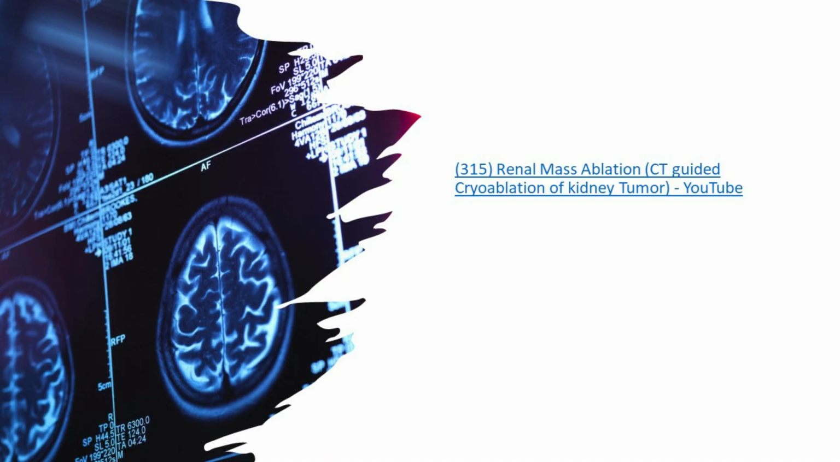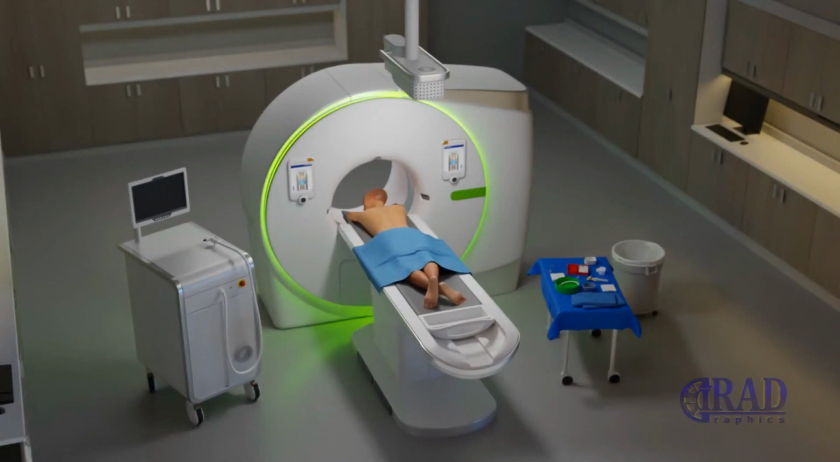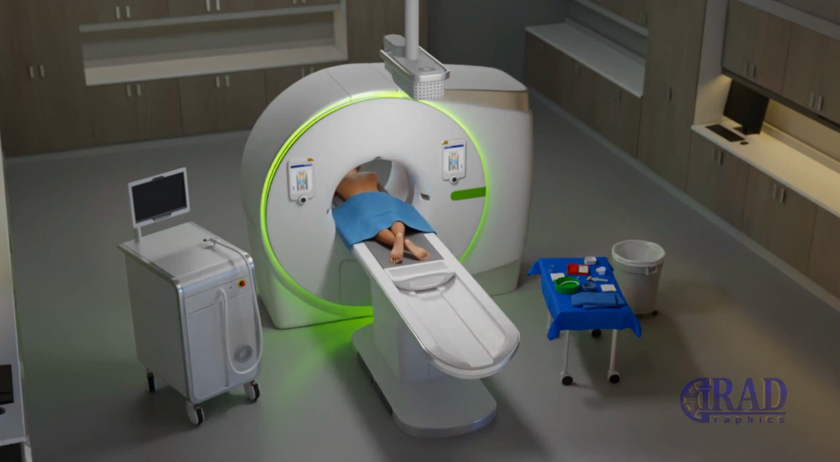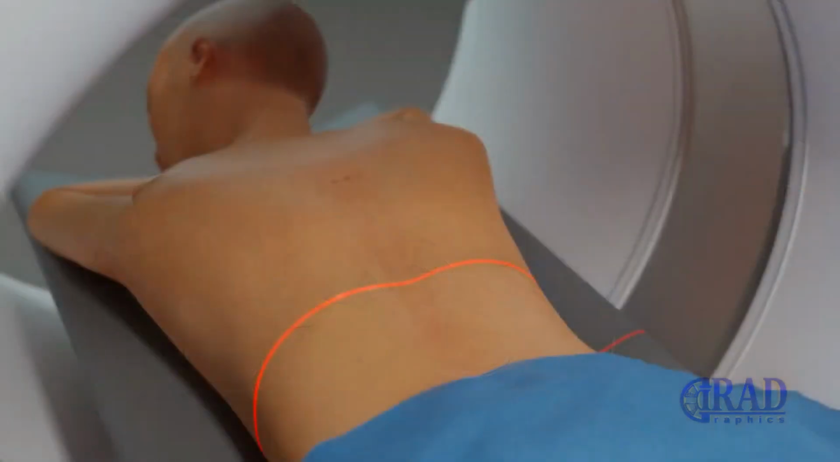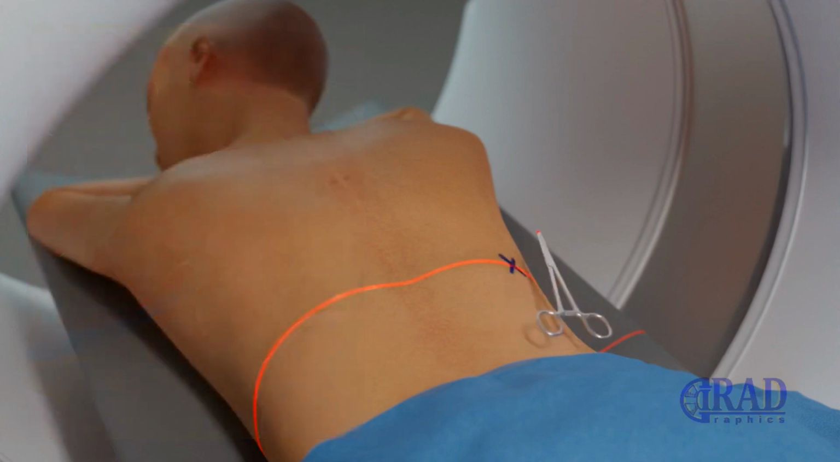Now we will see a short video. Cryoablation of the kidney tumors is a minimally invasive procedure performed under image guidance, such as CT scan. It is most often performed by an interventional radiologist in an outpatient setting. The patient lies on the procedure table. The initial CT images are obtained. The location of the tumor in the kidney is determined, and the cryoablation antenna entry site is marked on the skin.